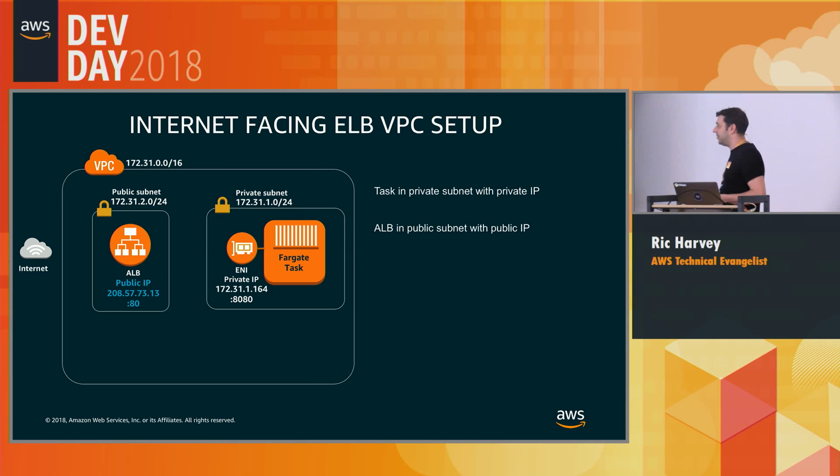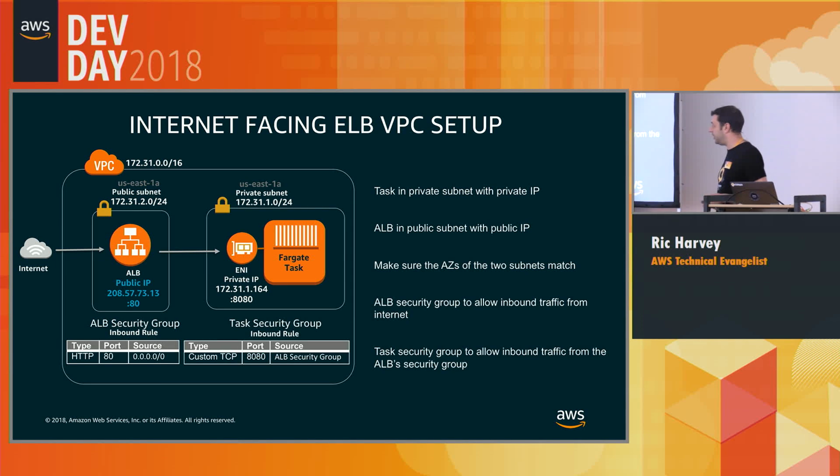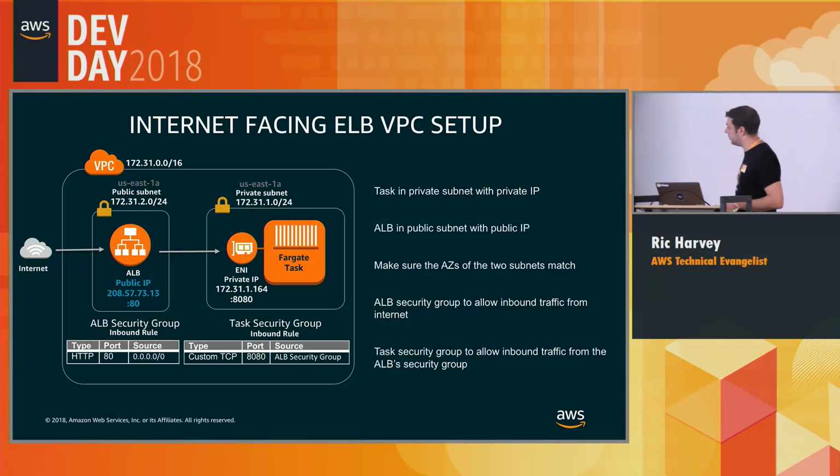Here it is. This is how I set it up. I knew I had the slide somewhere. This is what I do. I have an Elastic load balancer, or ALB in this case, in the public subnet, and everything goes through to a private IP in the background, like that.